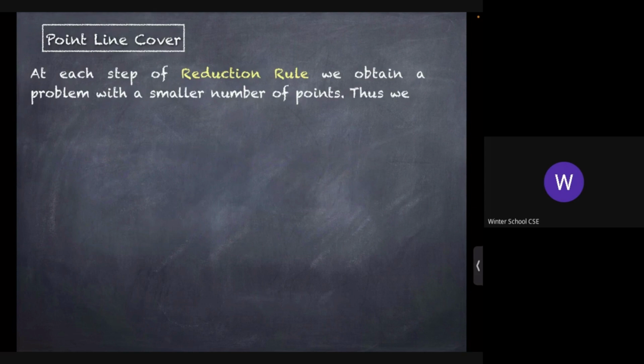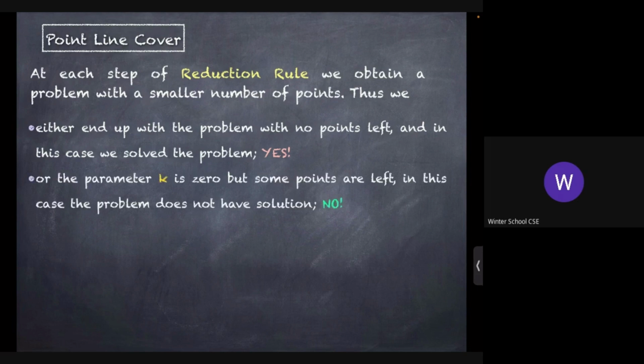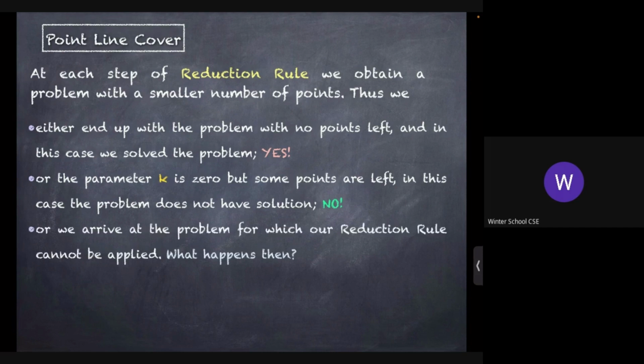Why is the rule sound? I already explained this. At each step of the reduction rule, we obtain a problem with a smaller number of points. At the end, we either end up with a problem where no points are left, and then we found a cover and say yes, or the parameter k becomes 0 but some points are left, and then we don't have any solution. Or, the most interesting case, we arrive at a problem for which our reduction rule cannot be applied. What's happening in this situation?